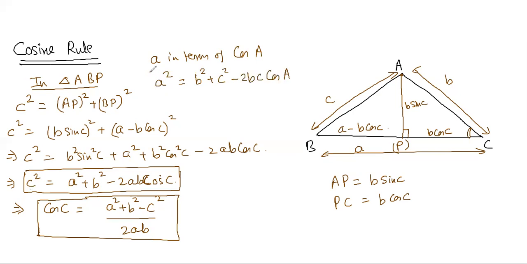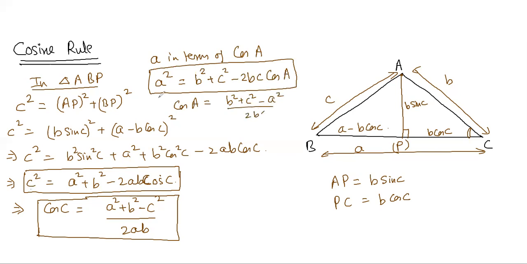Or I can write cos of A equal to b square plus c square minus a square upon 2bc. So both these formulae, this cosine A formula and cosine C, both are same. Just by looking at the formula for one angle, you can easily derive the formula for any other angle.